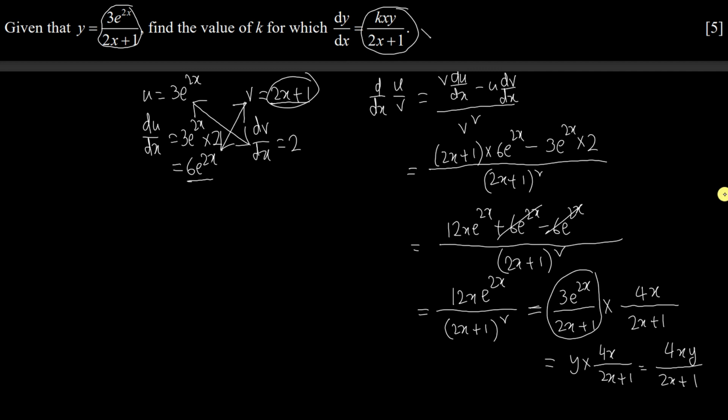Everything matched with this one. We can compare now: 4xy divided by 2x plus 1. The question is find the value of k. We are almost at the end point, so you can write k equals 4.